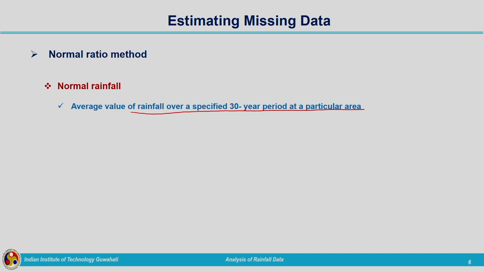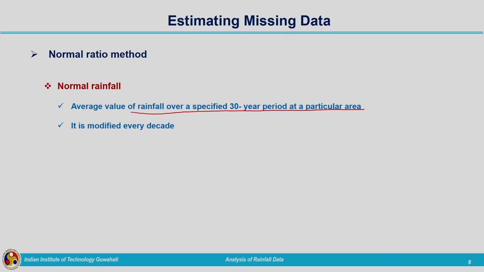That is, normal rainfall is calculated from 30 years of data. We will collect 30 years of data, and that will be averaged to get the normal rainfall at that particular rain gauge station. And this will be modified every decade. If we are collecting data for the last 120 years, from 1900 onwards, we can calculate the normal rainfall for 30-year periods: 1900 to 1930, 1931 to 1960, and so on up to 1991 to 2020. So, 30 years of data we will be considering as the normal rainfall.